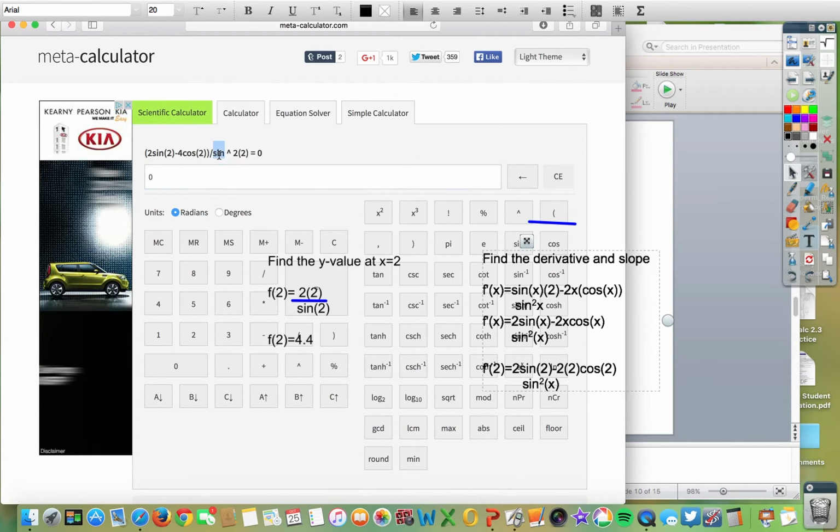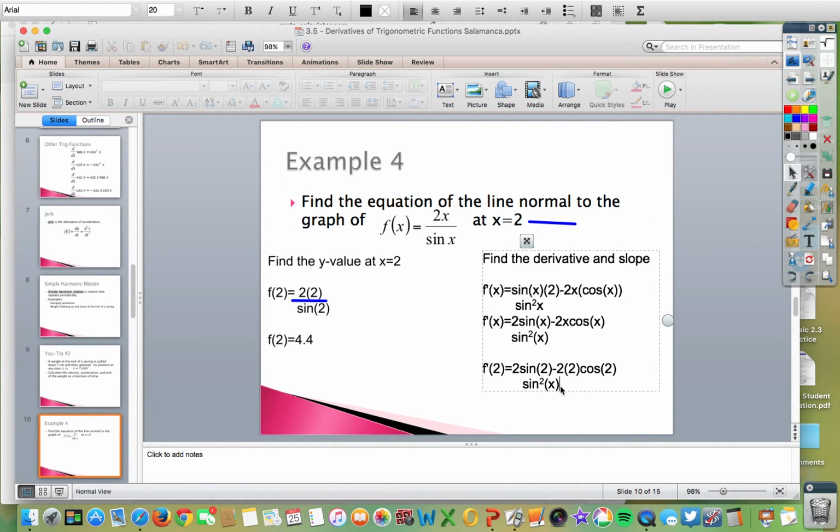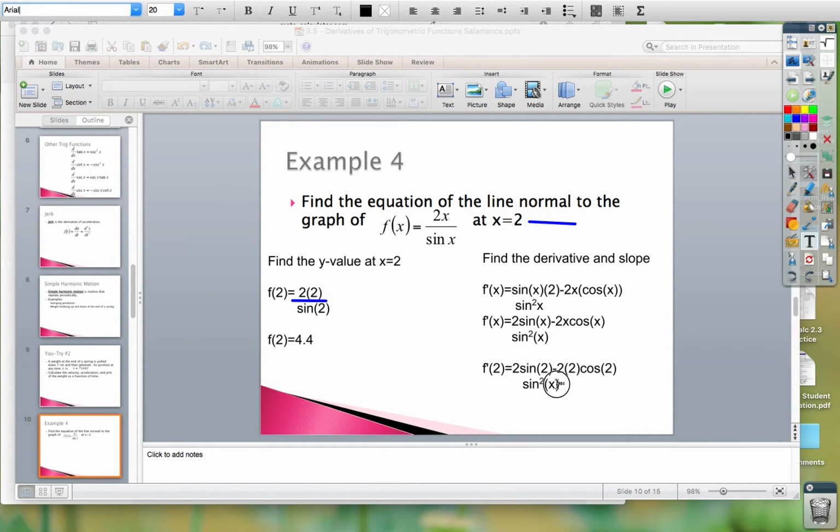And we get 0. But because I did this on this calculator, let me try it one more time just to double check. We have 2 sine of 2 minus 4 cosine of 2 divided by, I'm going to type this in a different way this time, so we're going to say sine of 2 squared. That seems more appropriate. Then our answer here is going to be 4.2. So that means our slope here is equal to 4.2.